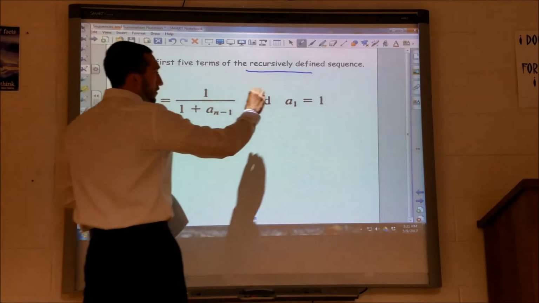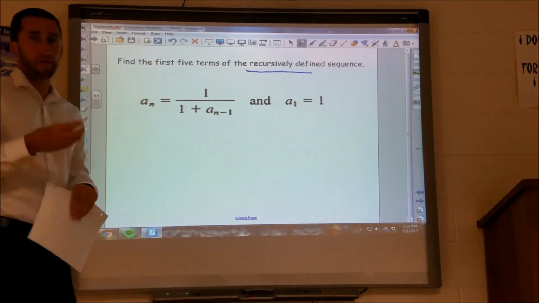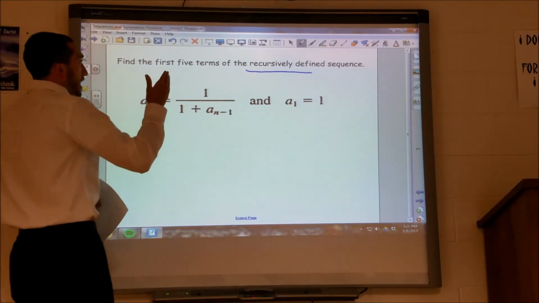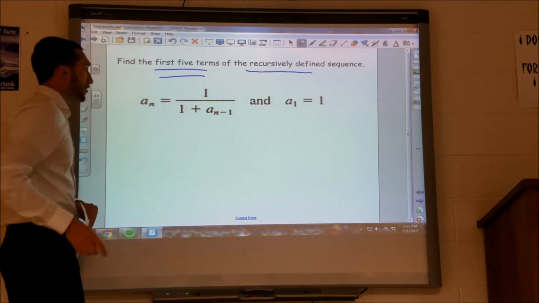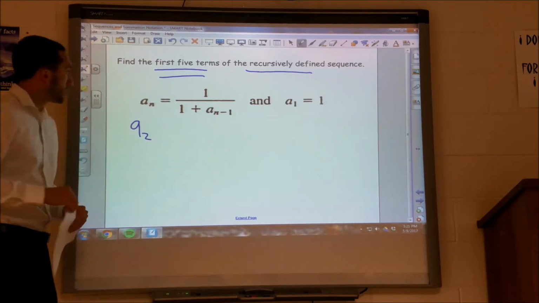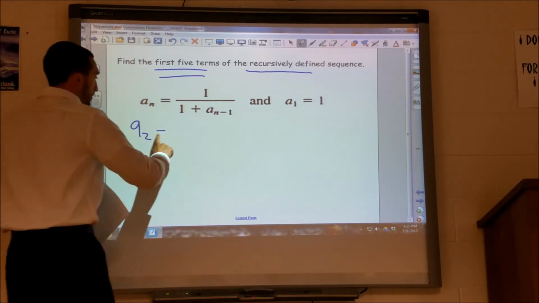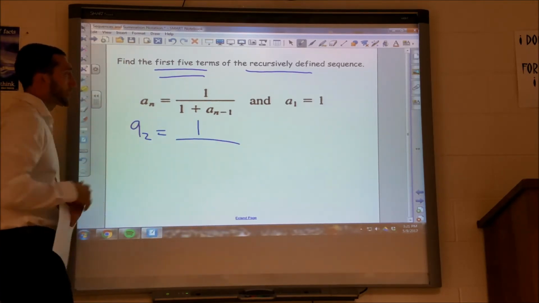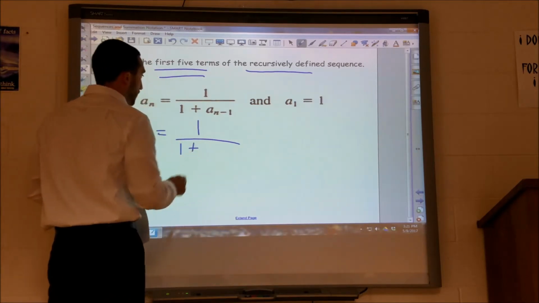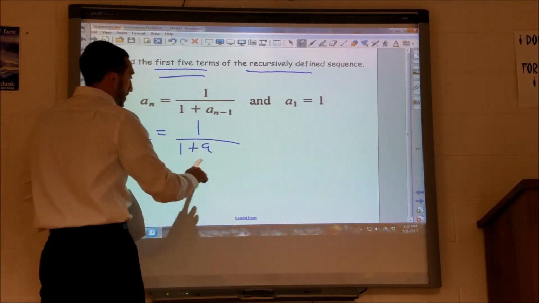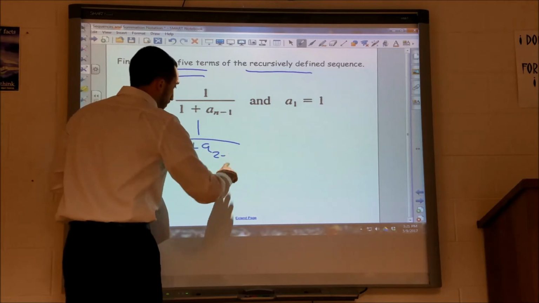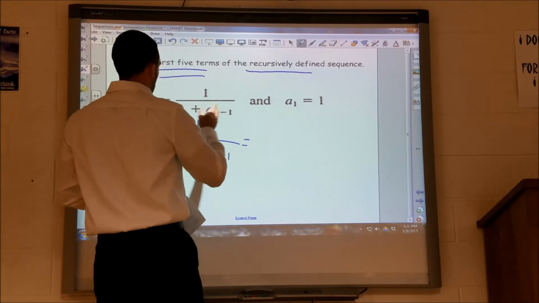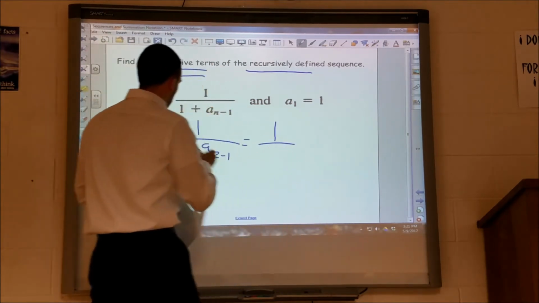So they've told us the first term, a sub 1, right? We've learned that denotes the first term is 1. So I need to find the first 5 terms, so I've got to find a sub 2. So to find a sub 2, wherever I see an n, just like in the first example, I'm going to plug in a 2. So that's 1 plus, this is the subscript now, a sub 2 minus 1.